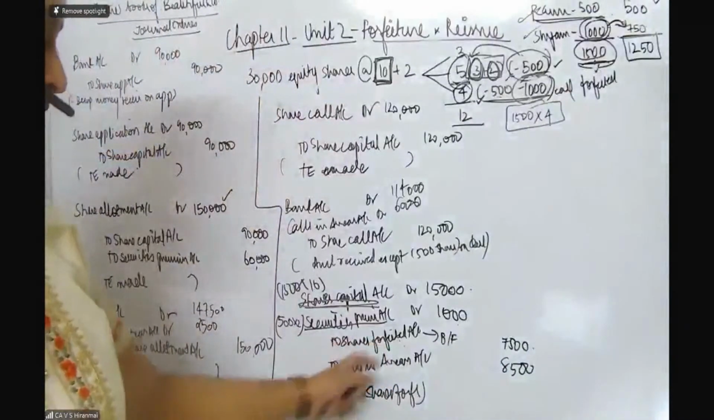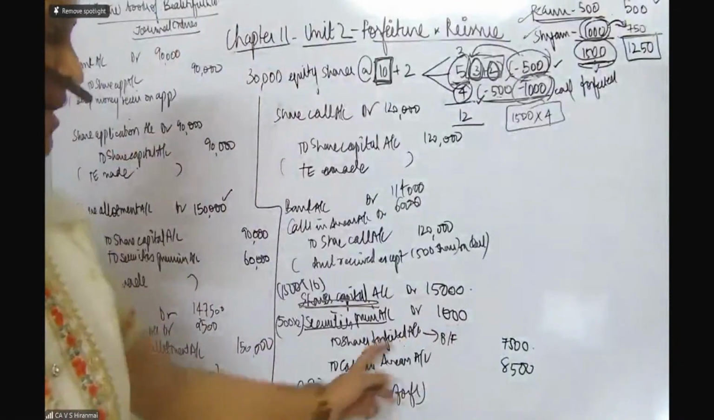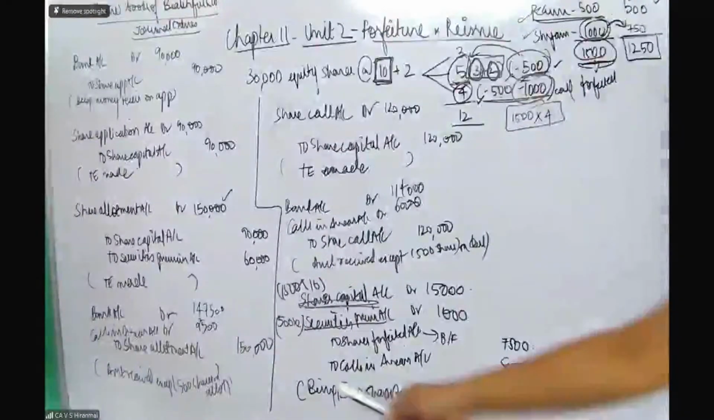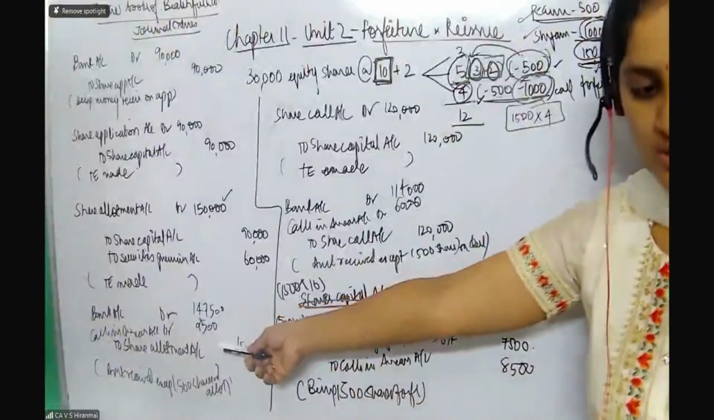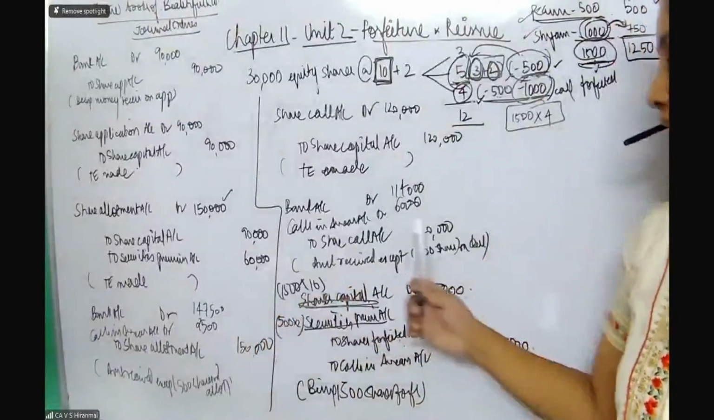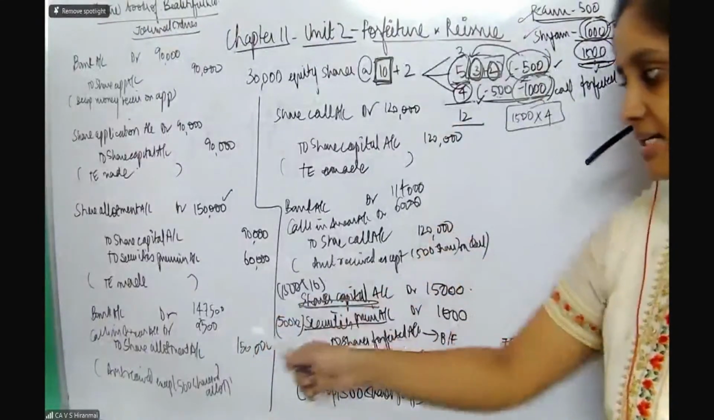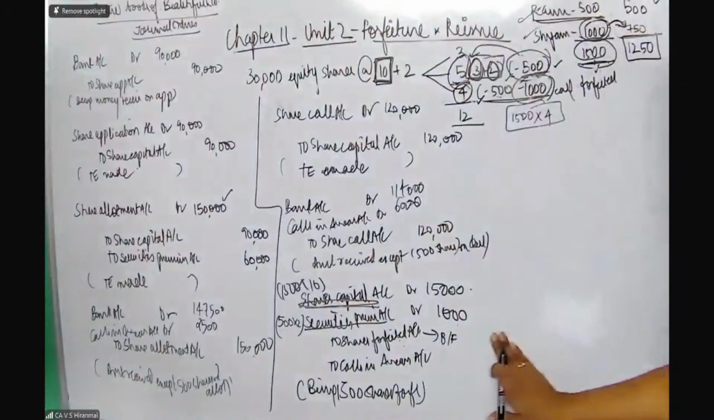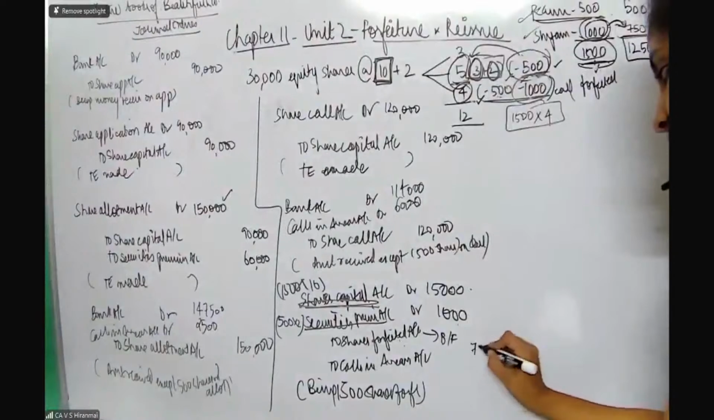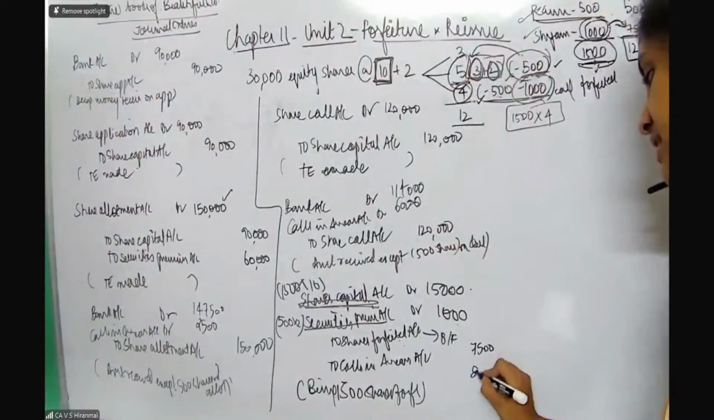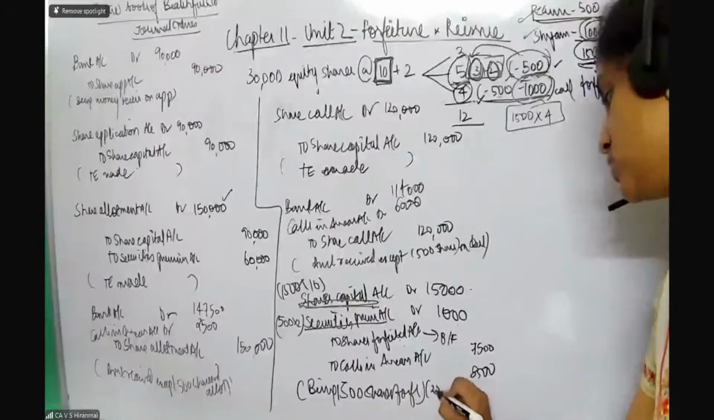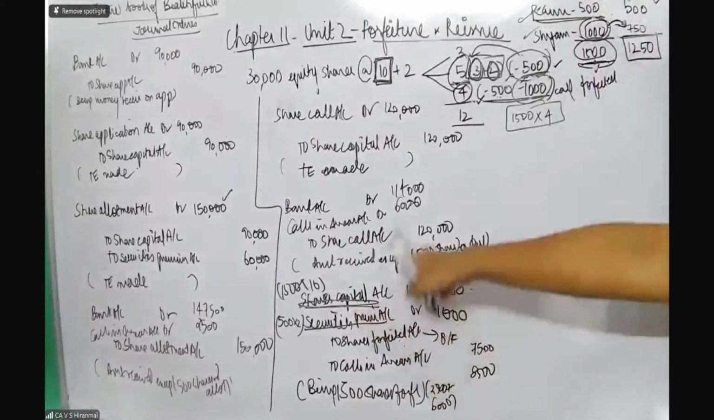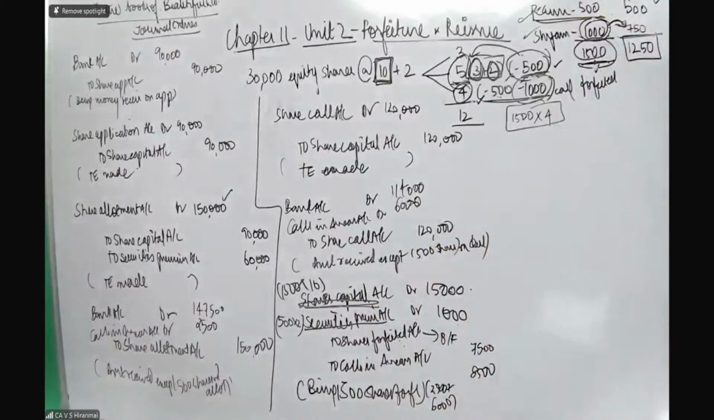Shares forfeited is 7,500. That will be the balancing figure. How did you take the balancing figure, madam? Calls in arrears, I already know, 2,500 from this entry and 6,000 from this entry. I have just added these two and taken it here. And the remaining, I think I've written it. Okay, here I will write 7,500, 8,500. So this is 2,500 plus 6,000. I have taken it from those two entries. Take this as the balancing figure.